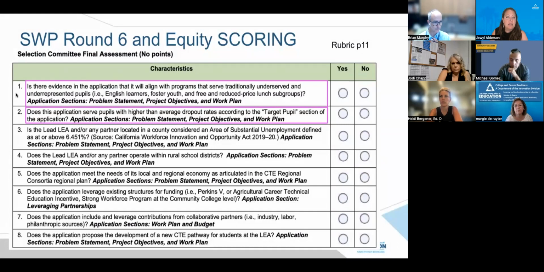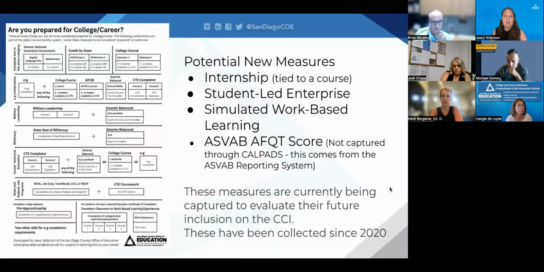And so you'll see here, is there evidence it will align with programs for underserved students? Does the application serve pupils with higher than average dropout rates, right? And so these are two areas where equity impacts your ability to score on SWP. All right, here's that carrot at the end.